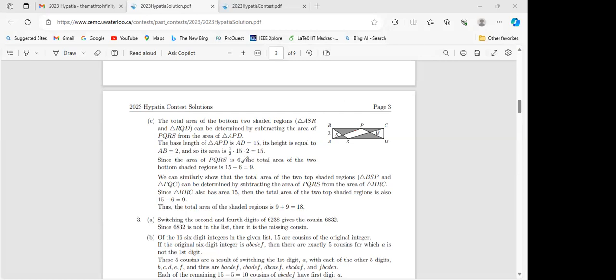The area of PQRS is 6. The total area of the two bottom shaded regions is 15 minus 6. We discussed that we have to subtract the area of the quadrilateral PQRS from the triangle APD. So PQRS is 6, APD is 15. If you subtract that, you get 9.